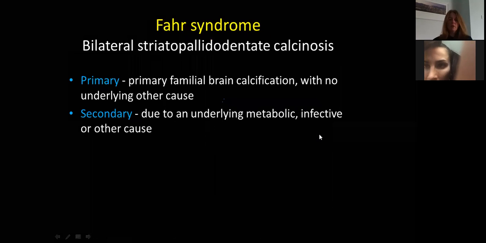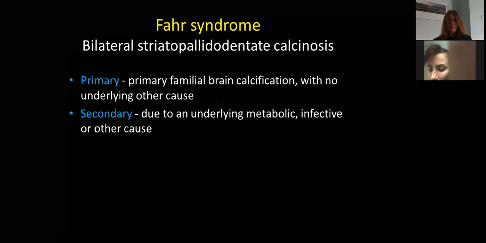You can also call it a very fancy term, so bilateral striatopallidodentate calcinosis. It's a bit of a mouthful. And lots of causes for this. So the primary one is also known as Fahr's disease, but the preferred terminology for this now is primary familial brain calcification, or PFBC.